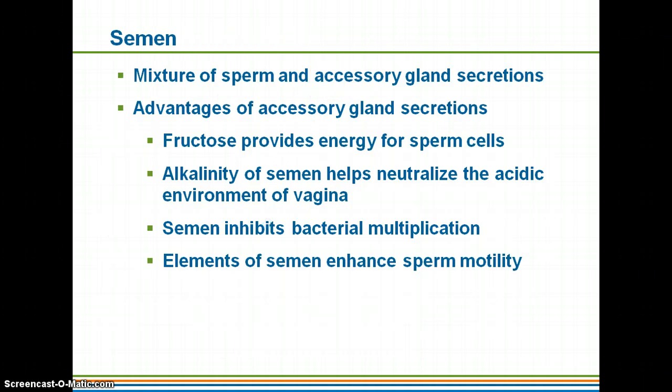So semen is going to be a mixture of sperm plus all of those accessory gland secretions. Advantages of accessory gland secretions: fructose provides energy for sperm cells. The alkalinity, which is the basic, of the semen helps to neutralize the acidic environment, not only within the urethra itself, but within the vagina, because the vagina is very acidic. Semen helps to inhibit bacterial multiplication, and there are elements of semen that enhance sperm motility and allow them to be able to travel better.